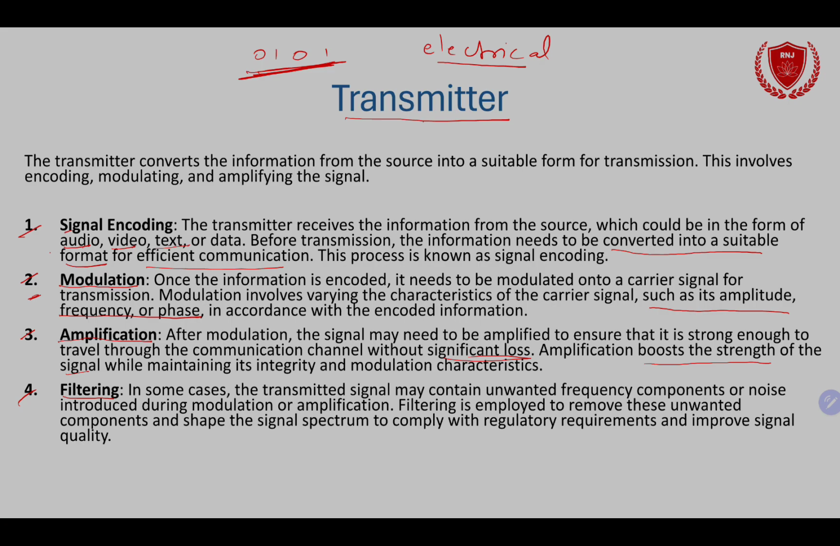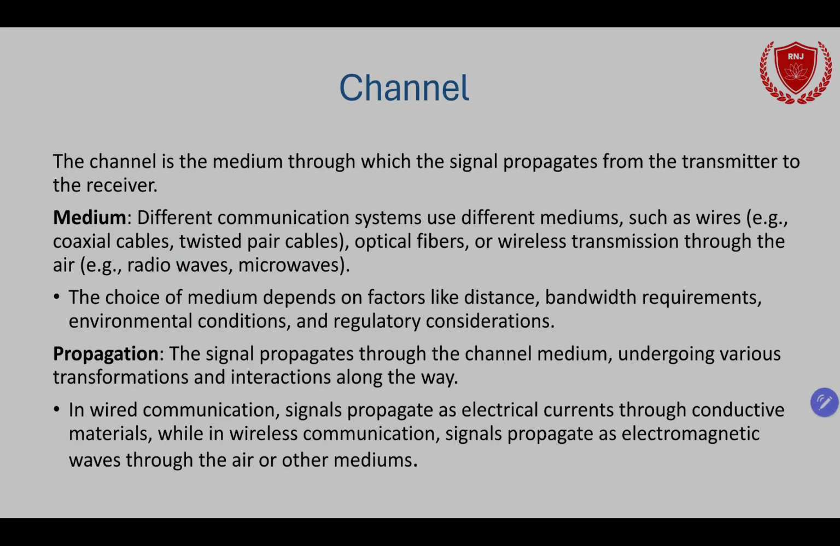And last comes filtering. Now when we are performing signal encoding, modulation, amplification, what happens? Some unwanted frequencies get mixed up with the original information. So filtering means what? Just to remove or filter those unwanted signals or frequencies. Okay, so all these four functions are performed in the one single transmitter block. So I hope you're clear with the first, information source. Next is the transmitter block.